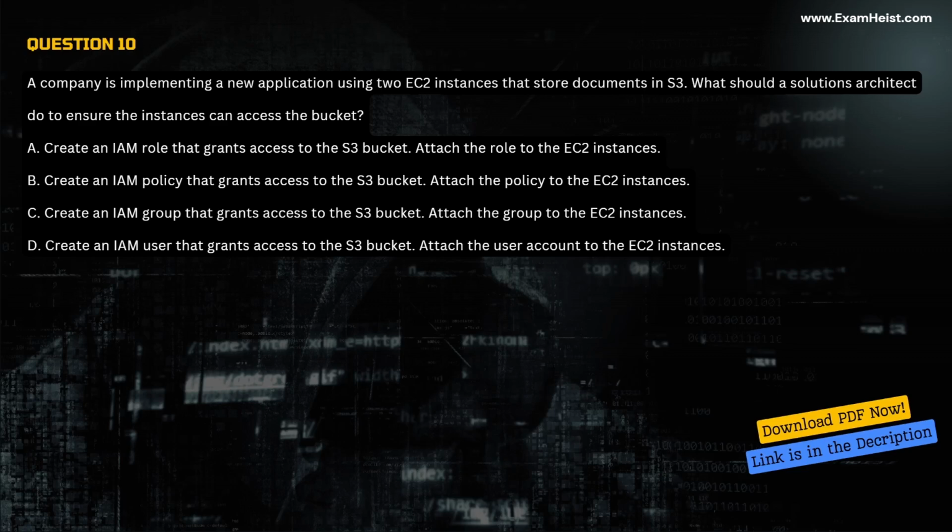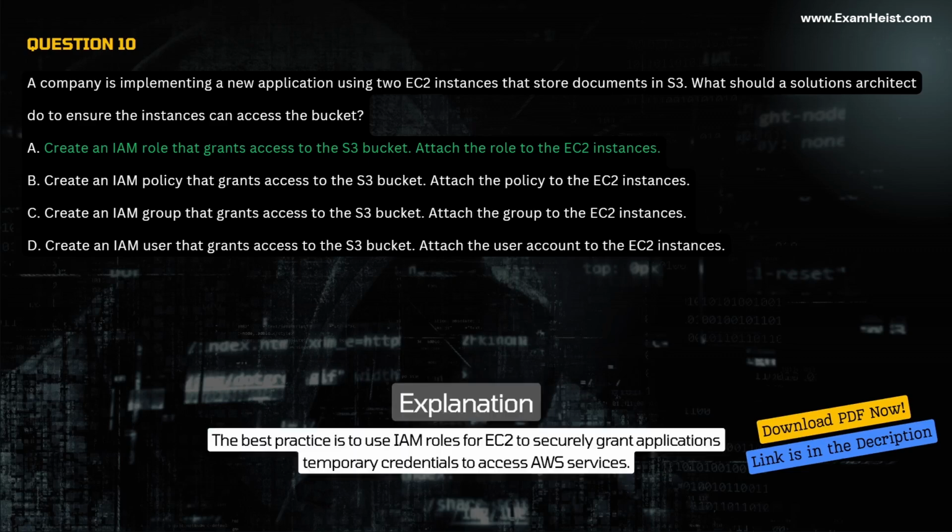C. Create an IAM group that grants access to the S3 bucket. Attach the group to the EC2 instances. D. Create an IAM user that grants access to the S3 bucket. Attach the user account to the EC2 instances. Correct answer A. Create an IAM role that grants access to the S3 bucket. Attach the role to the EC2 instances. Explanation: The best practice is to use IAM roles for EC2 to securely grant applications temporary credentials to access AWS services. Question 11.